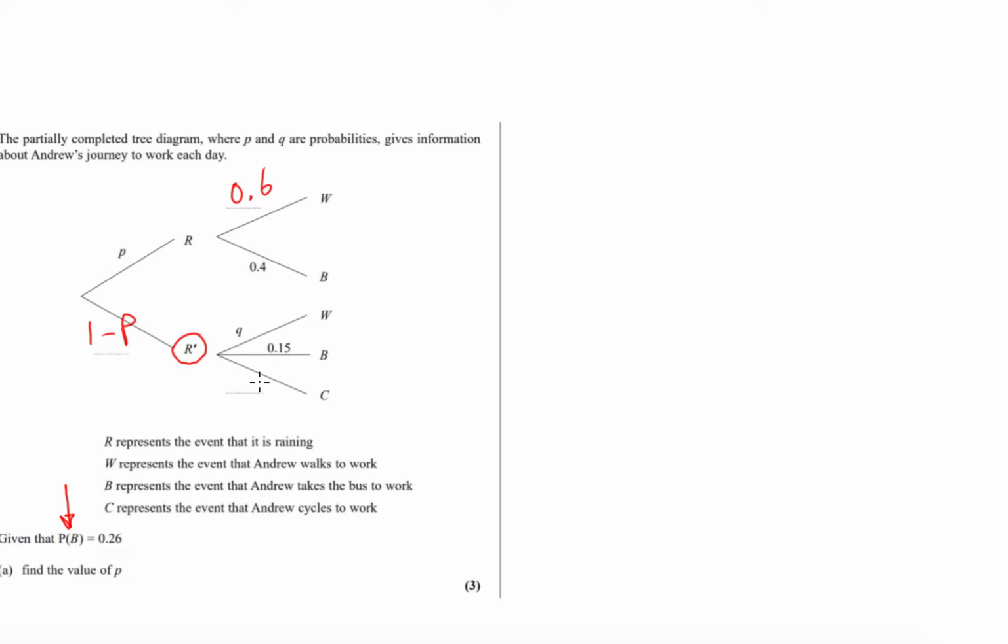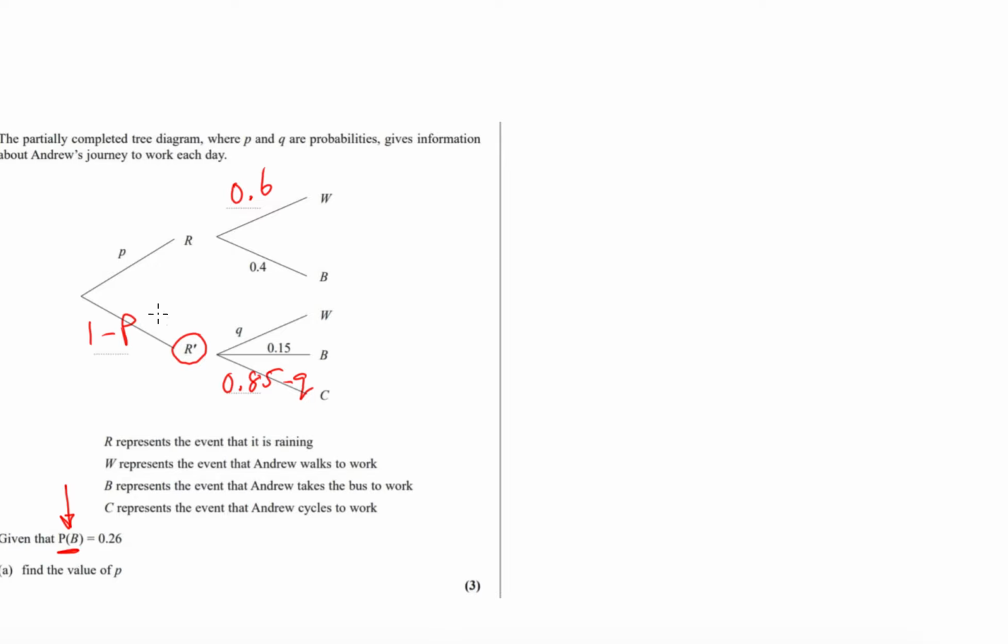In fact, we don't need to fill this one out, but we will anyway, just for the sake of the question. So we know this is 1 minus Q minus 0.15. We can simplify that to 0.85 minus Q. So we've filled out the tree diagram, and now we need to find the value of P. We know the probability that he takes the bus to work is 0.26, so let's work that out now.